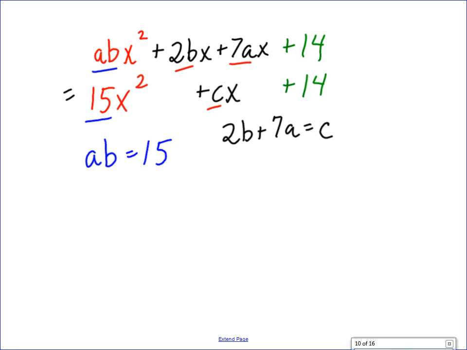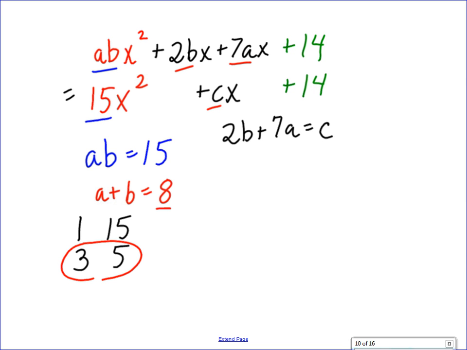Now in the actual question, we're told that a plus b equals 8. So we know that our factors of 15 are 1 and 15, and 3 and 5. We have to go with 3 and 5 because only 3 plus 5 gives us 8, which we're told in the question.